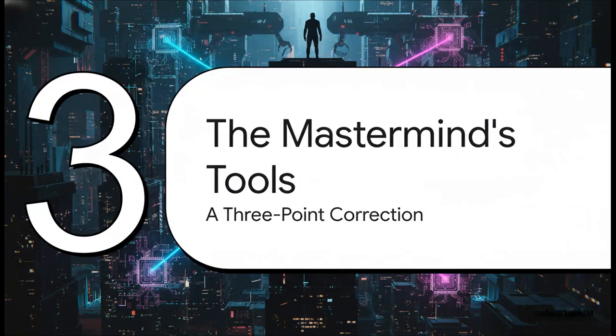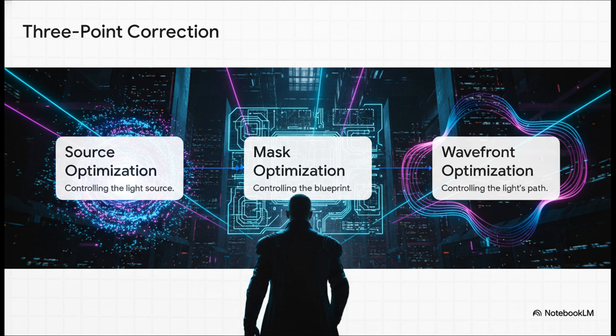So, how does this digital mastermind actually pull off this magic trick? Well, it uses this powerful three-step strategy to pre-correct every single potential error, making sure that the final result is absolutely flawless. These are the three main tools in its arsenal. You've got source optimization, mask optimization, and wavefront optimization. You can think of them as controlling the light source itself, the blueprint, and the actual path the light takes to get there.